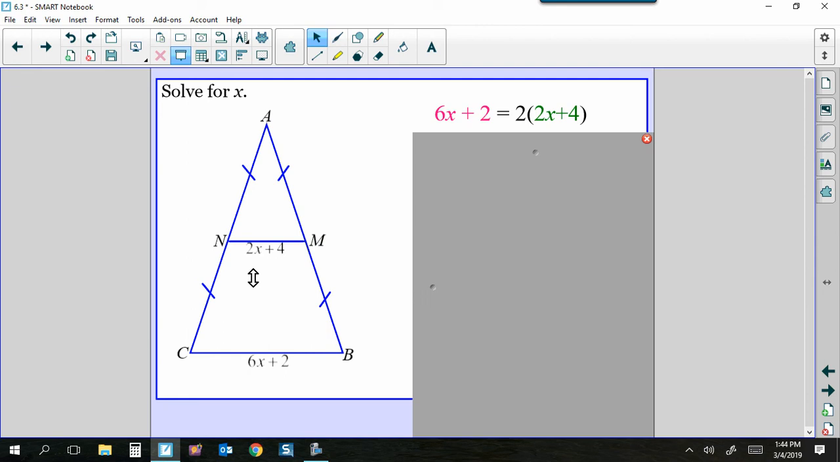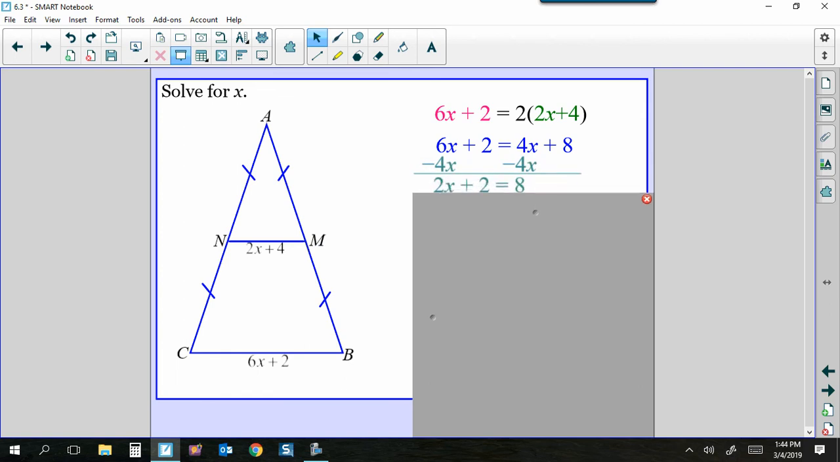So we're going to go ahead and distribute right here. 2 times 2x and 2 times 4 gives me 4x plus 8. I'm going to use subtraction property of equality to move that 4x over. And I'm going to use the subtraction property of equality to move the 2 over. Lastly, I'm going to use the division property of equality to divide 2 into 6, giving me an answer of 3.